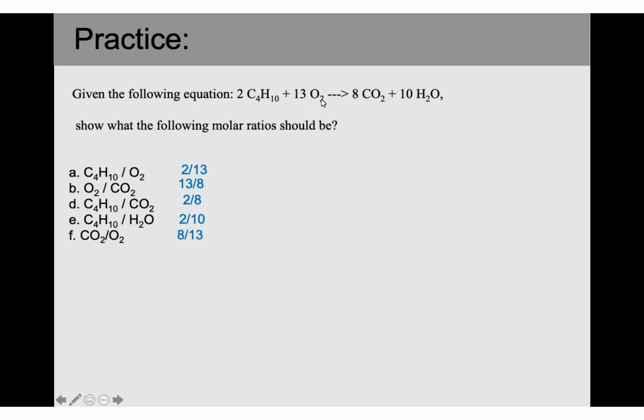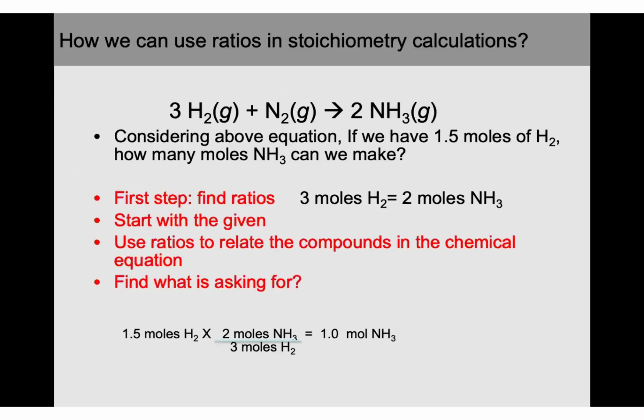So what do you think? It is 8 to 13. You should just see what the coefficient is. It does not matter whether you want to find the ratio between reactants and products, products and reactants, reactants to each other, or products to each other. We can always relate them using their coefficients.